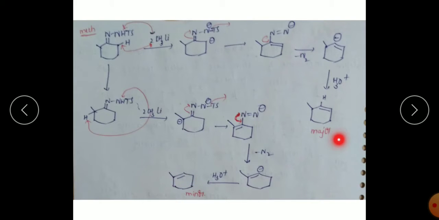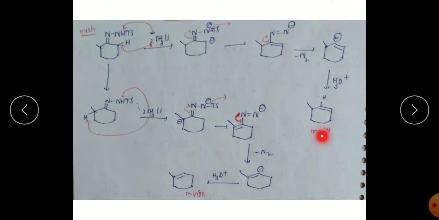Out of these two products, which is major and which is minor is based on the regioselectivity of the Shapiro reaction. The regioselectivity of the Shapiro reaction explains that the less substituted product is the major product and the more substituted product is the minor product. So to observe this, this double bond is substituted. This side there are two substituents, this side there is one substituent.